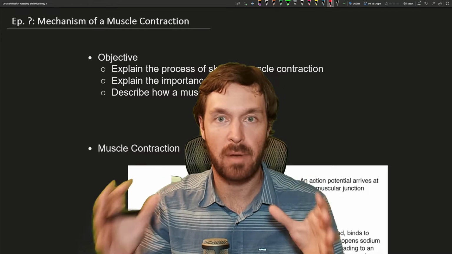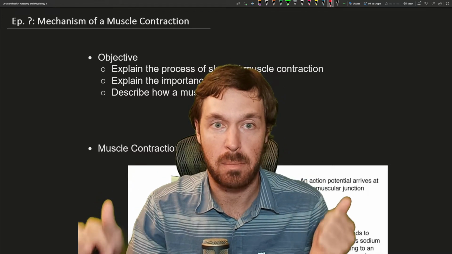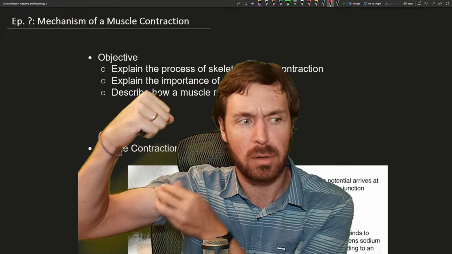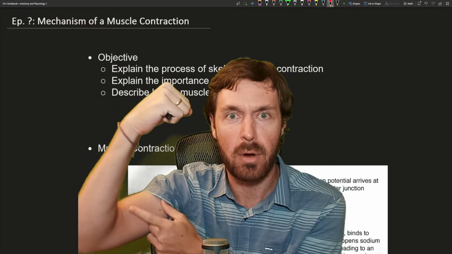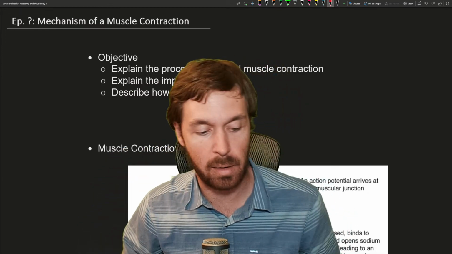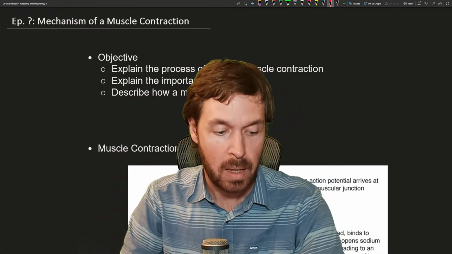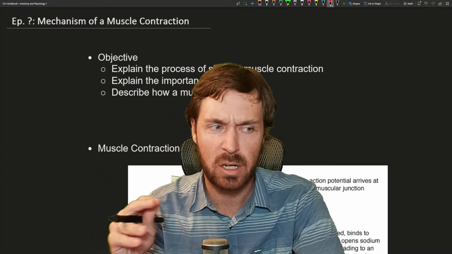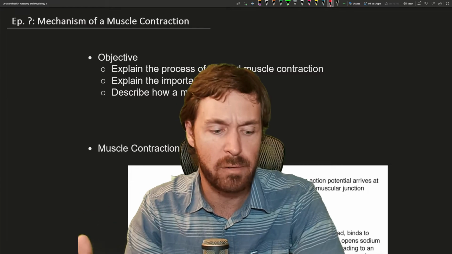Today we're going to be talking about a very exciting topic, the mechanism of muscle contraction. So what happens when you do a biceps curl? What's going on? It's very small, I know. What's going on in that muscle, with the muscle fibers themselves, for a contraction? It's a very detailed process, and we're just going to be talking about the general overview today.